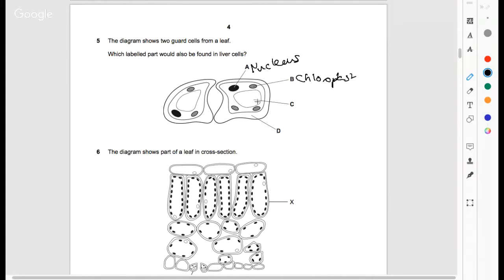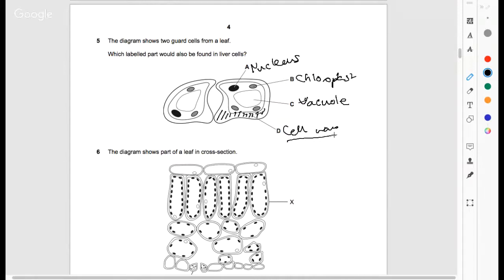C is labeling this space in the middle. That's our vacuole. And D is labeling the extracellular space where the cell wall sits. So this is our cell membrane here, and this space is our cell wall. It's nice and thick and strengthened and gives the cell some structure.